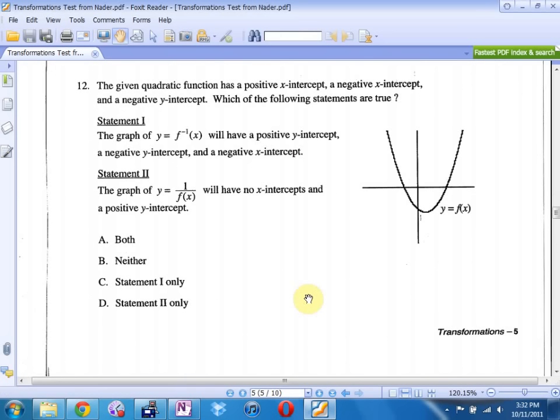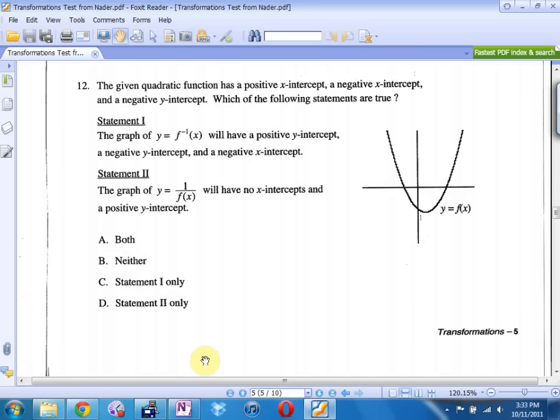The given quadratic function, this parabola, has a positive x-intercept, right there, a negative x-intercept, yep, and a negative y-intercept, yep. Which of the following are true? What's this stupid symbol mean? Statement 1: the inverse will have a positive y-intercept, a negative y-intercept, and a negative x-intercept. Statement 2, there. Both, neither, 1 or 2. Let's analyze them one at a time.